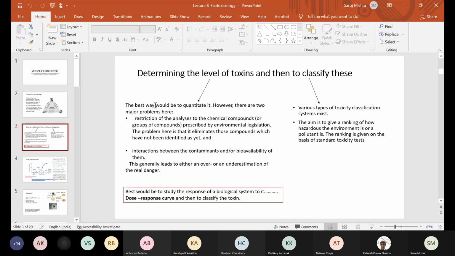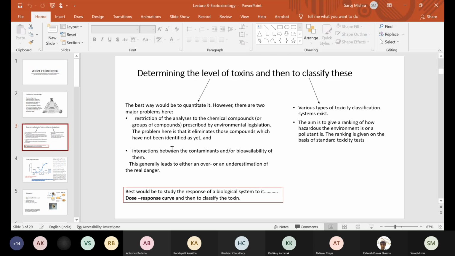However, there are two major problems to quantifying by this method. Number one, this kind of analysis can only be performed on a given number of compounds which are prescribed by the environmental legislation. Within the environmental purview, there are 10 compounds which have already been called a toxin. What if I have a new compound for which the environmental legislation has not defined, and yet it affects the growth of the microorganism? So it eliminates those compounds which have not been identified as yet.